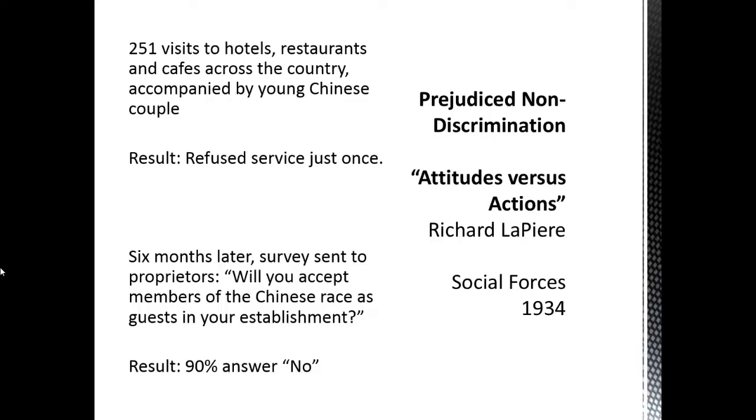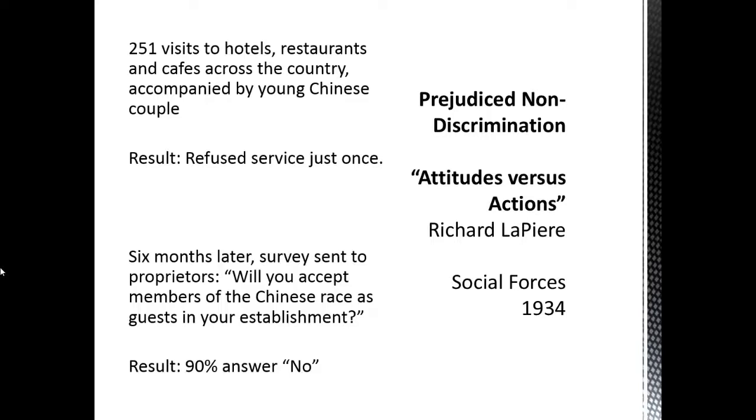An old study, but a really good one that talks about the distinction between prejudice and discrimination, is one by Richard LaPierre, published in Social Forces in 1934, in which LaPierre, a California academic, takes a trip across the country. He made 251 visits to hotels, restaurants, and cafes, and he was accompanied by a young Chinese couple. Now, in the 1930s, there was a great degree of anti-Chinese prejudice. On the other hand, out of those 251 visits, he and the Chinese couple were refused service just once in a hotel, a restaurant, or a cafe.